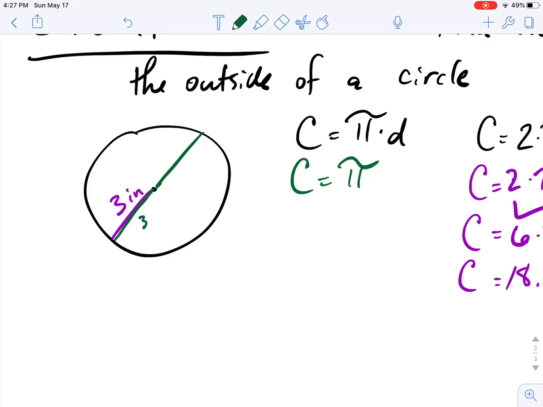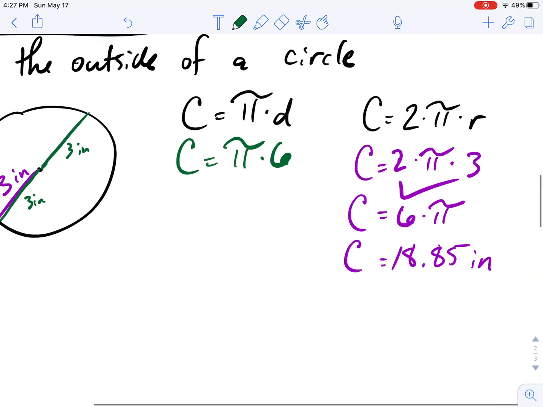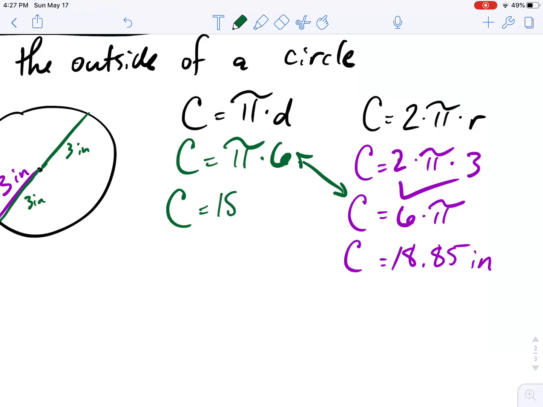So we'd have 3 and 3, and together they give you 6 inches. So pi times 6. That's exactly the same thing we had here, right? Same thing. So we're going to get the same answer, 18.85 inches.